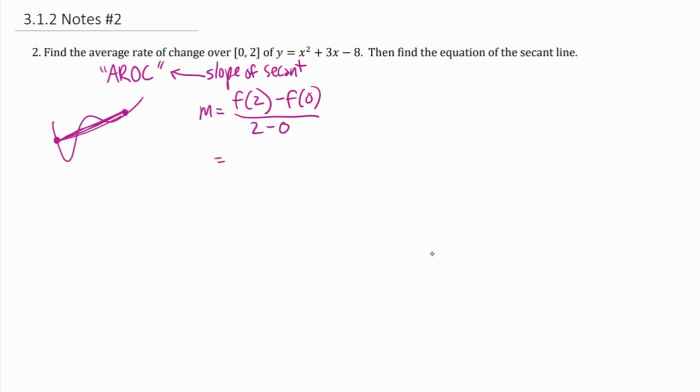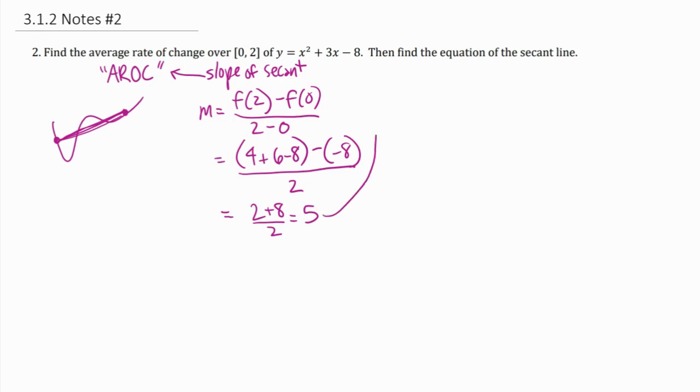So if I plug in 2, that's going to be 4 plus 6 minus 8, minus, and then if I plug in 0, I get 0 plus 0 minus 8, divided by 2, which is 10 minus 8 is 2, minus negative 8, plus 8, over 2. So that's 10 over 2, which is 5. So our slope is 5.